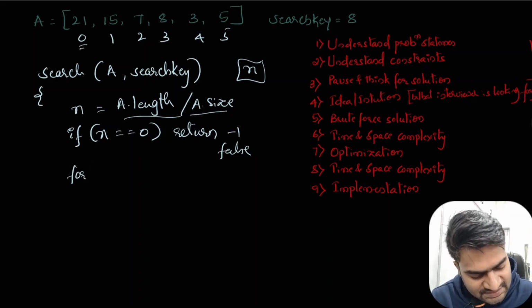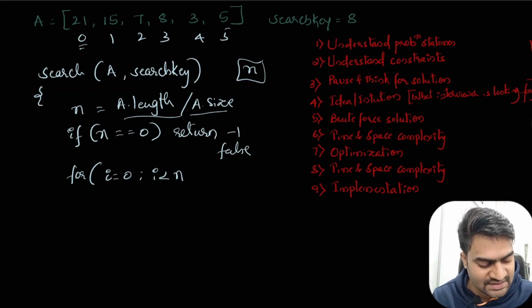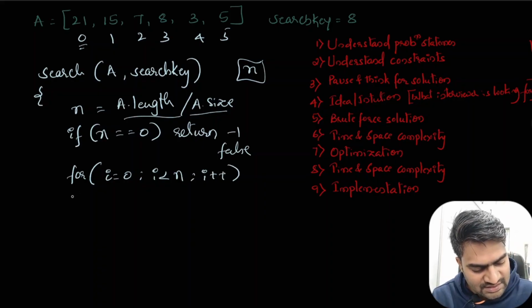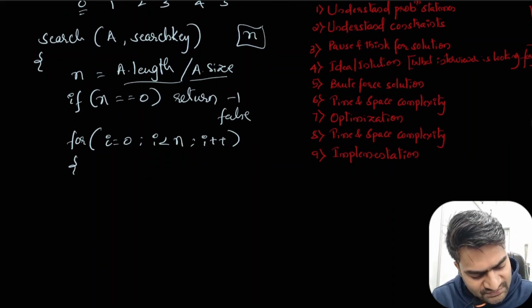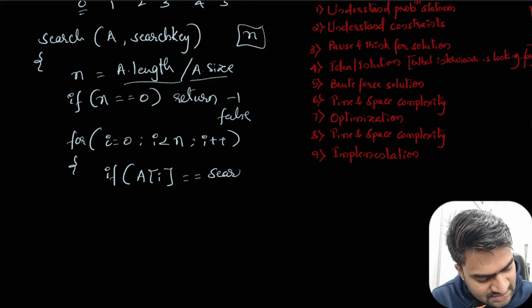Since it is 0 based indexing, I will start from i equal to 0, then i less than n. Since it is 0 based indexing, there will be n elements, 0 to n minus 1 index. So i less than n, i plus plus. Then I will use an if statement. If a of i, which will give me access to the element at ith index, is equivalent to my search key.